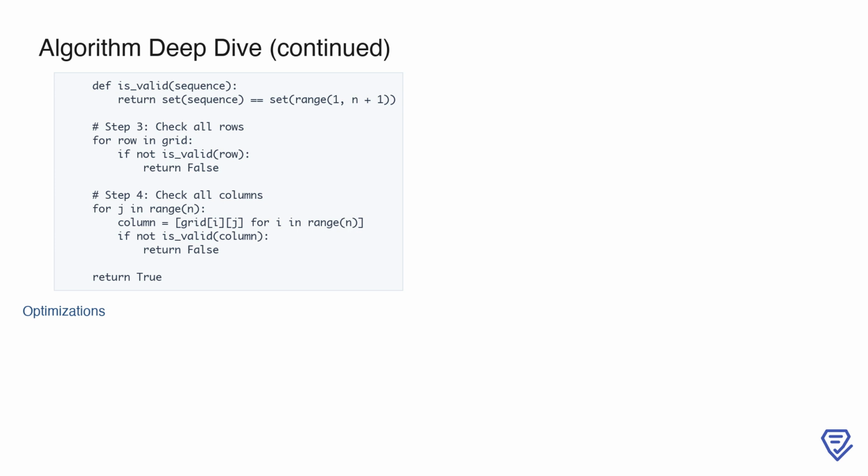The process for columns is similar. For each column, we use list comprehension to dynamically extract the column values and pass the resulting sequence to is_valid. Again, if any column fails validation, we return false. If all rows and columns pass the checks, the function returns true. This implementation is straightforward, leveraging the helper function to keep the validation logic modular and reusable. It also ensures clarity by separating the row and column checks into distinct steps.